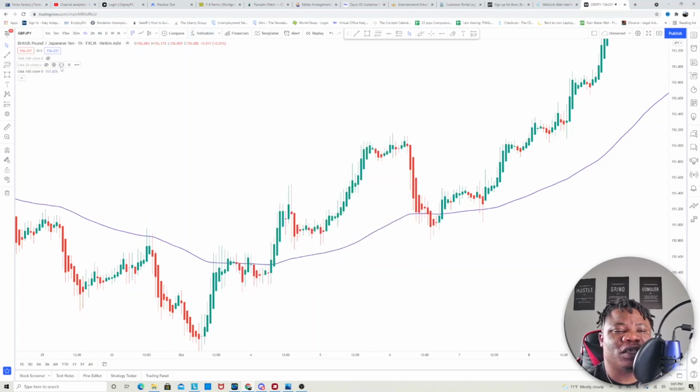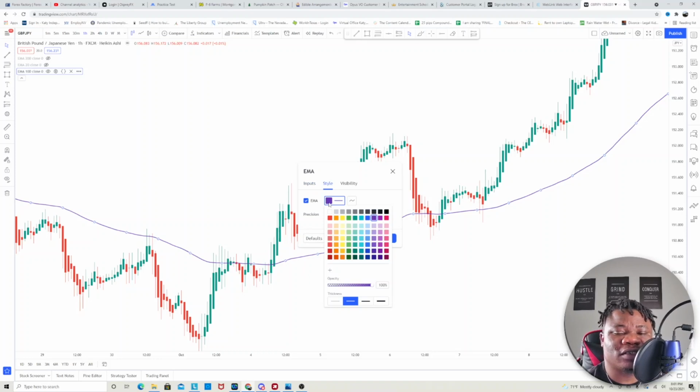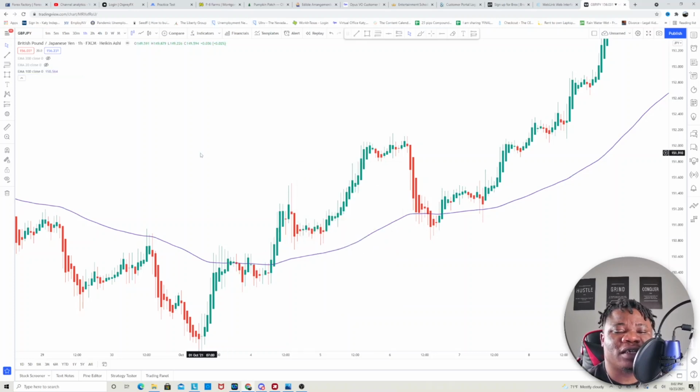Then you go over here to settings, and for the input you change the length to 100. For the style, you can use whatever color you want, that's your choice. And then you can also change the thickness if you want as well, and you click on OK.